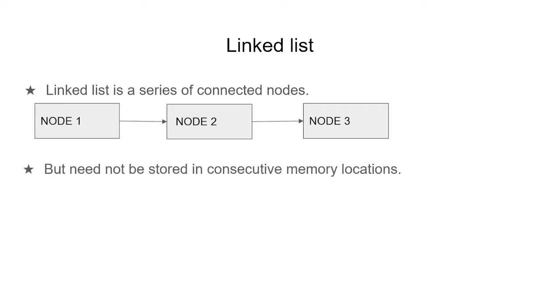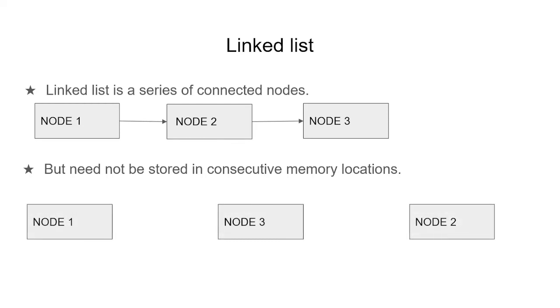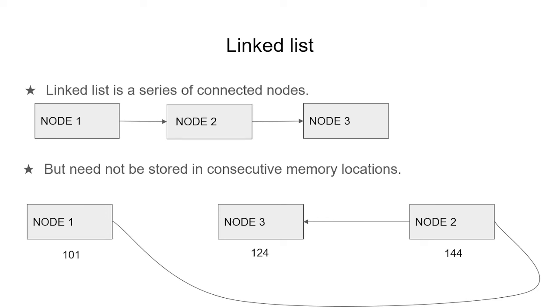But they need not be stored in a consecutive memory location. That is, if a node is present in a memory location, then another node need not be present in the consecutive memory location. For example, there are three nodes and each node is present in a different location in the memory, and still they are connected. So this is the main difference between the array and the linked list.